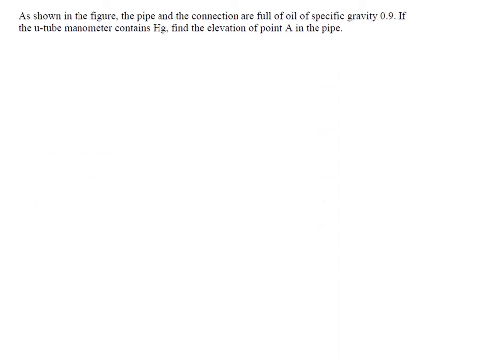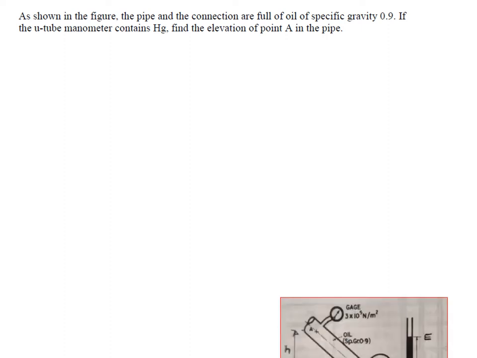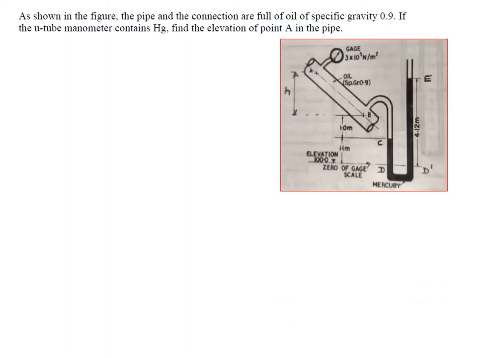So next problem: as shown in the figure, the pipe and the connections are full of oil of specific gravity 0.9. If the U-tube manometer contains mercury, you have to find the elevation of the point A in the pipe. So this is the problem which is given. Here we have a pipe which is running here, connected with a gauge which will be reading 3 into 10 raised to 5 Newton per meter square.